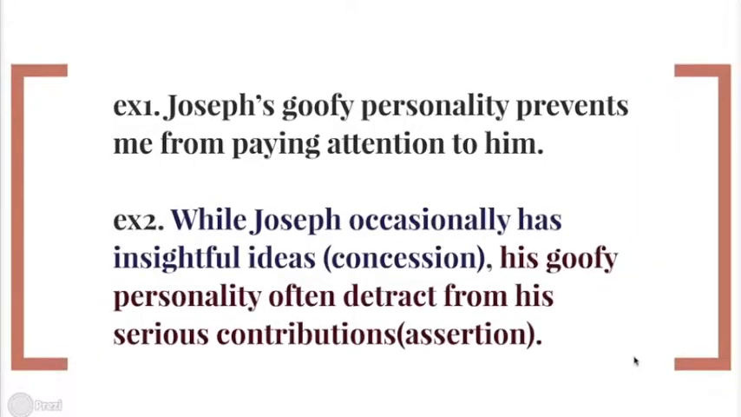Let's say my first thesis is, Joseph's goofy personality prevents me from paying attention to him. Here, I only present the idea that Joseph's goofy personality doesn't sit well with me. Whereas in example 2, I concede the fact that while Joseph occasionally has insightful ideas, this is a bit more nuanced. He does have good ideas, it's just that, and here is the main assertion of my argument, his goofy personality often detracts, sorry, that should be an S, from his serious contributions, and that is my assertion.